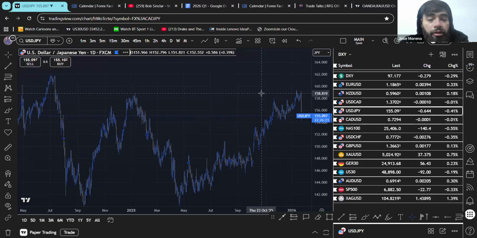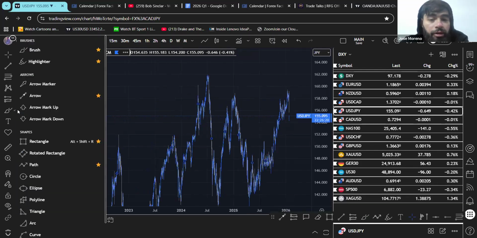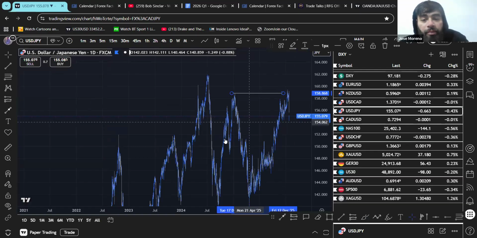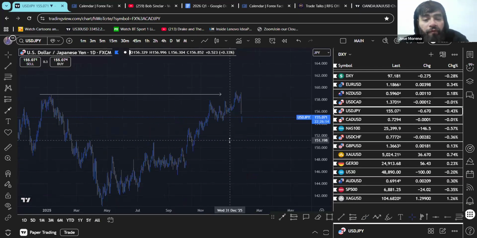UJ looking mighty interesting. Looks like we might have just recently done an internal liquidity sweep. I think out of everything that I've seen so far, UJ will probably end up being my favorite for the shorts.